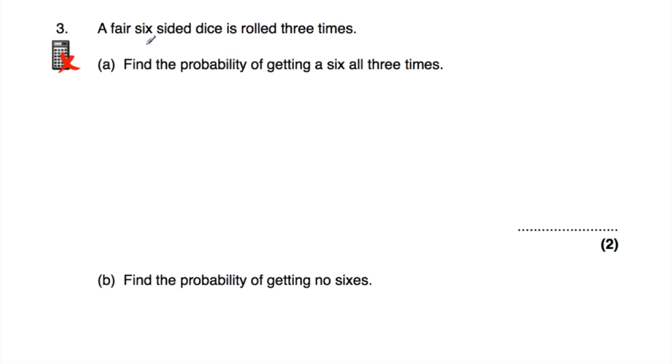Question number 3 says, a fair 6-sided dice, so an ordinary 6-sided dice, is rolled 3 times. Find the probability that a 6 is obtained all 3 times. So a 6, and then another 6, and another 6. The probability of the first one being a 6 would be 1/6, because there's 6 sides on the dice, and the probability of getting a 6 is 1 out of 6. The next one being a 6 is 1 out of 6. And if you roll it again, the third time will be 1 out of 6.